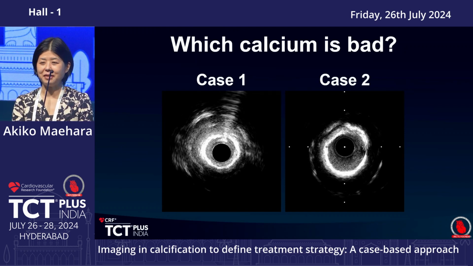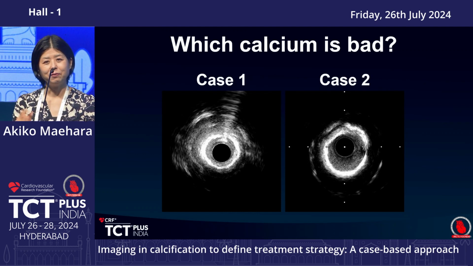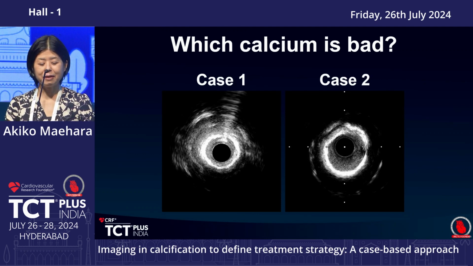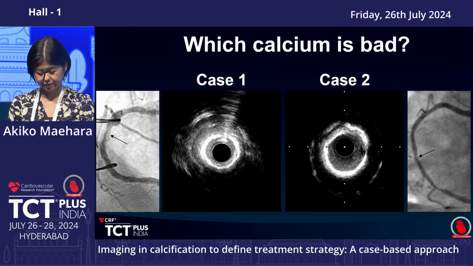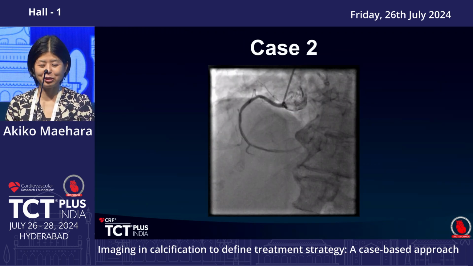Because this is IVUS, and we couldn't see the thickness. Both are 360 degrees of calcium. We have to see the entire picture. Number 2, I can see the angio, and once I see the angio, you see case 1 looks bad. You see a lot of calcium, but case 2 doesn't. This is a picture of case 2.